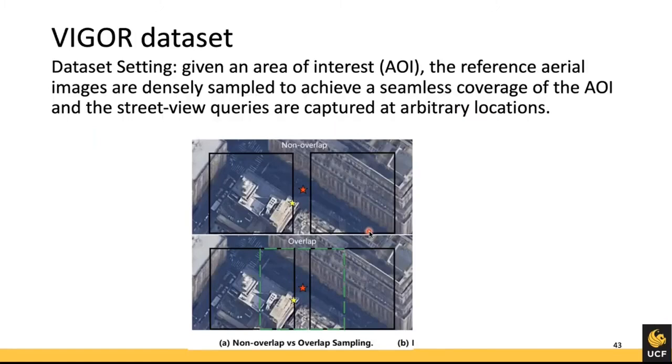To study this problem, because as I mentioned, the existing datasets are all designed or collected assuming the center is the query location, we create a new dataset. To generate this dataset, given an area of interest, for example the city of Chicago, the reference aerial images are densely sampled to achieve seamless coverage of this area of interest. Then the street queries can be captured at an arbitrary location. By dense sampling, we mean overlapped sampling: you have an aerial image located here, then with a certain ratio of overlap we sample another aerial image, so that for any arbitrary query, some reference aerial image is able to cover it.